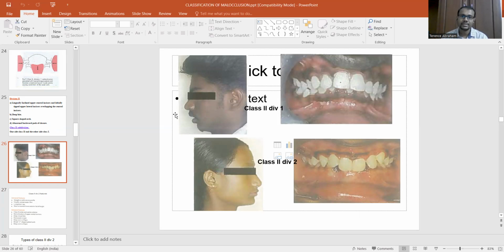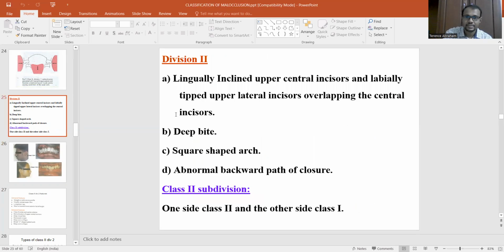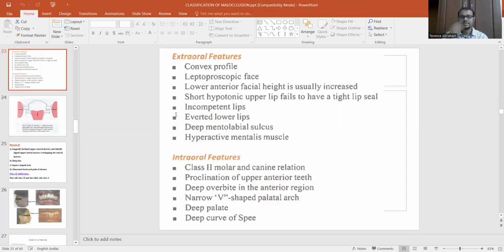As you can see, as I mentioned before, deep mentolabial sulcus, incompetent lips, and there will be increased lower anterior facial height. So you can see a long face, leptoprosopic face, increased lower anterior facial height, upper lip is hypotonic, everted lips, then there will be a hyperactive mentalis, that is lip trap. In this patient, because of the increased overjet, there is a high chance of lip trap under the maxillary anteriors, which results in hyperactive mentalis muscles.